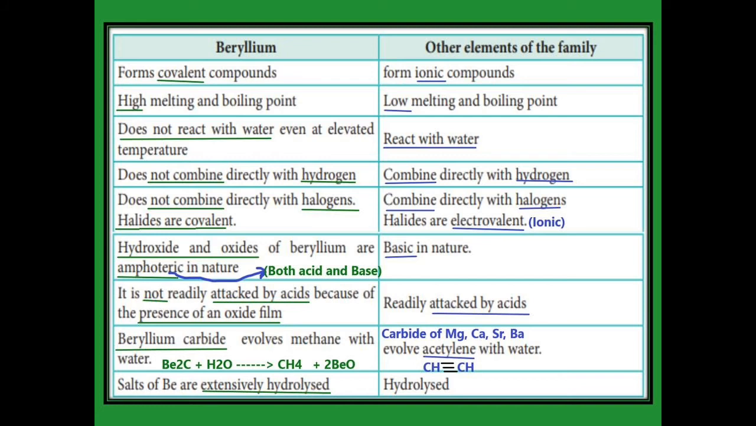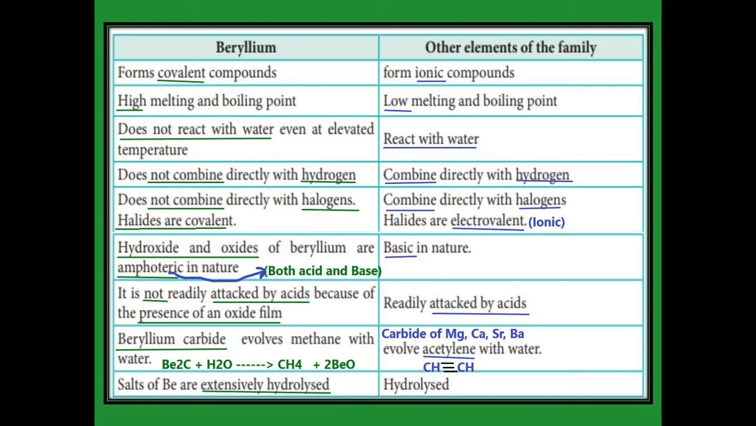Difference between beryllium and the other elements of the group. The first is that beryllium forms covalent compounds, but the other elements do not form covalent compounds; they form ionic compounds. Beryllium has a high melting point and boiling point. Other elements have low melting points and boiling points. Beryllium, even at elevated temperature, that is higher temperature, does not react with water, but other elements react with water.